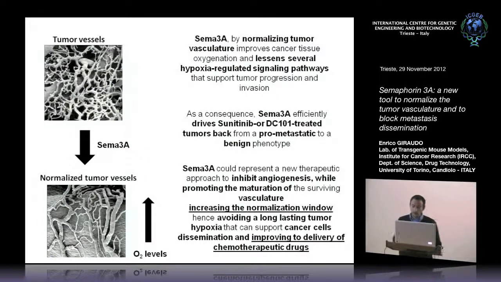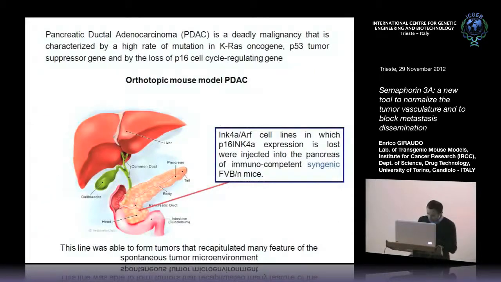Right now, our work is focusing on better proving and assessing CIMA-3A as a normalizing agent to reduce metastasis. Other parts of the project are focusing on better understanding the mechanism of CIMA-3A normalization. From a therapeutic point of view, we checked the effect of CIMA-3A in a deadly pancreatic cancer, pancreatic ductal adenocarcinoma. This is a very deadly malignancy induced by mutation of several oncogenes like KRAS or tumor suppressors like P53 and P16. What Federica developed in the lab is an orthotopic mouse model of PDAC.